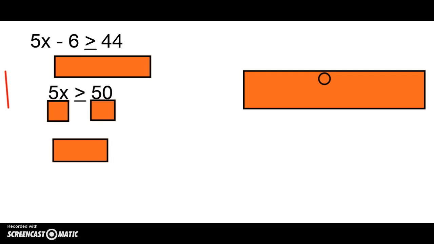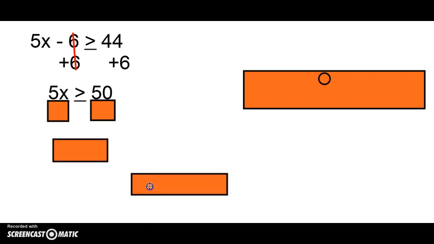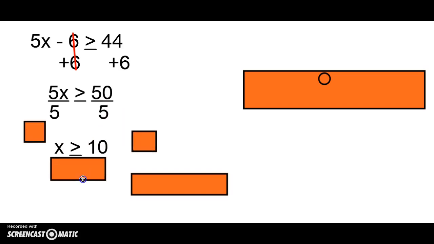All right, our first example here is 5x minus 6 is greater than or equal to 44. So first we undo the addition and subtraction first. The opposite of subtracting 6 is adding 6. If we add 6 to this side, they would cross each other out. Then you would add 6 to the other side, and it would become 50. So now what you have left is 5x is greater than or equal to 50. Divide by 5, divide by 5. And now you have x is greater than or equal to 10.